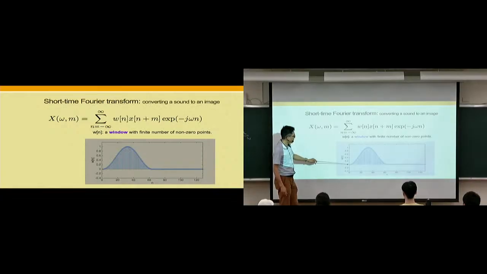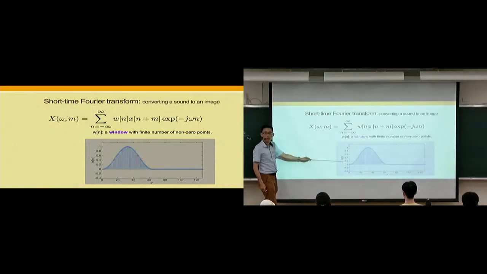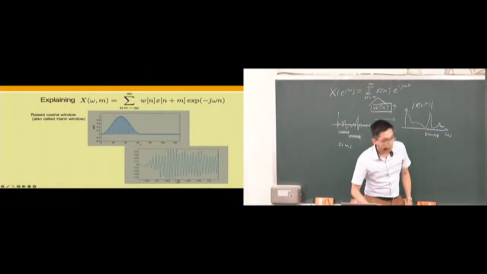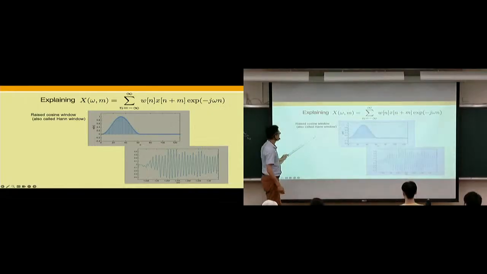All right. So now a typical window might look like this. I think this is a Hann window, with a finite duration, which lasts from time 0 to about 64. There is a length-64 Hann window right here, which is used right here. So what does it mean to calculate this? The raised cosine, also called the Hann window, right here.